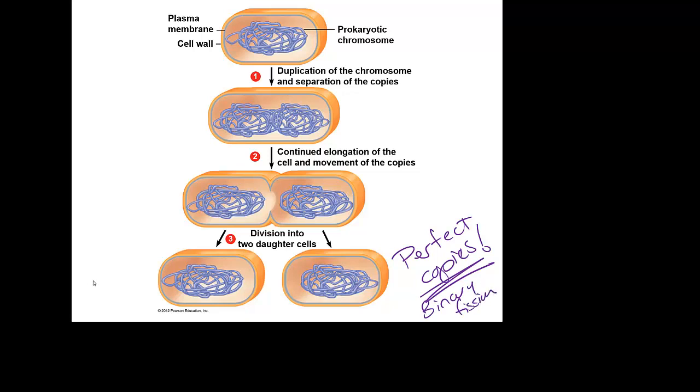Now this is also mitosis. This is perfect copy cellular division. This is mitosis at its heart. In this case, using it for entire organism replication rather than just cell replication.